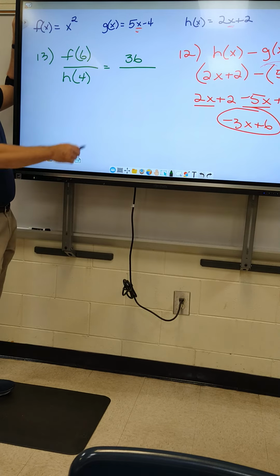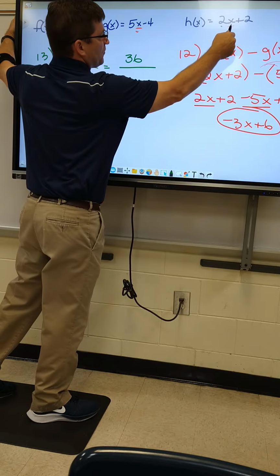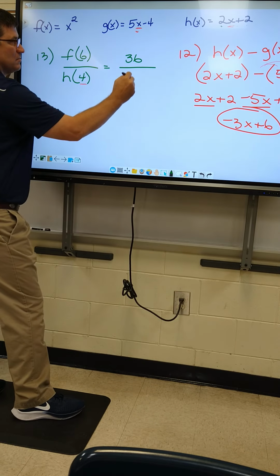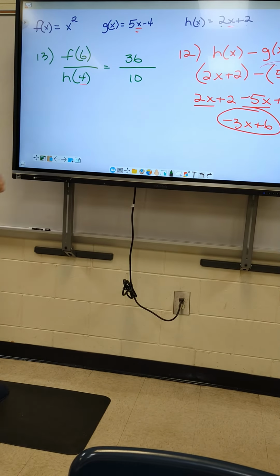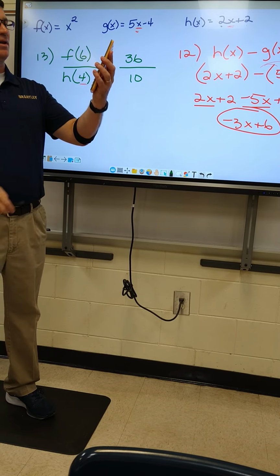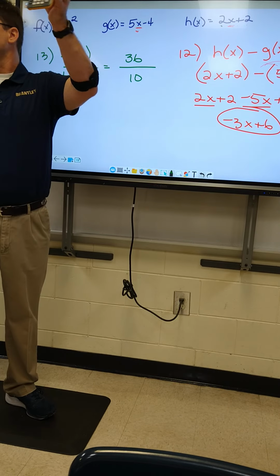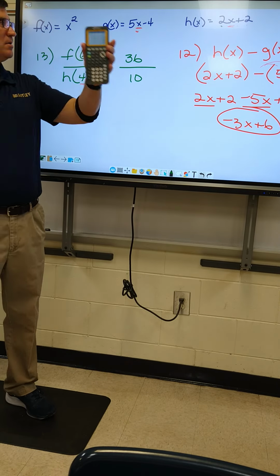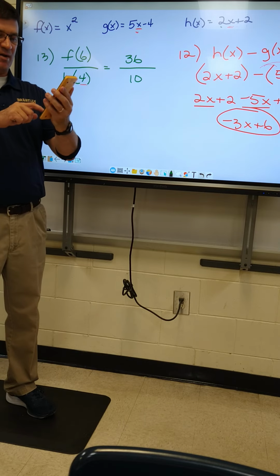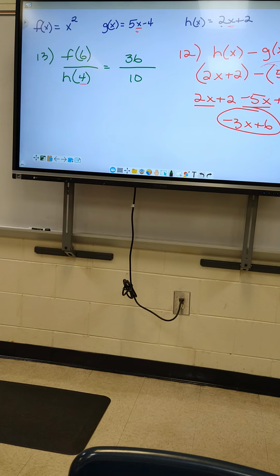All right, using your calculator, plug a 4 into H and see what we get on the bottom. 2 times 4 plus 2. Should get 10, right? All right, so now, if you want to reduce this, just enter it in your calculator. Hit your fraction button first, which is alpha x, and put some fraction bar on your calculator. 36 on top, 10 on the bottom. Let's see what we get. My reduced fraction is, I got 18 over 5.